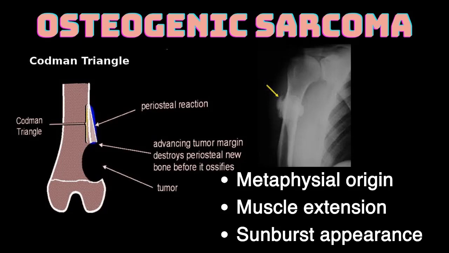Okay, let's look at this one. Notice that it develops in a metaphysis of bone. Notice that it has invaded up into the muscle, went through the periosteum. You can see a little bit of a lifting of the periosteum here. So on an x-ray, that would look like a triangle. Now this happens to be in the shoulder, this particular one, so there are always exceptions to the rule. And you can see these little spicules of bone there. That's called a sunburst appearance. So sunburst appearance, Codman triangle, knee area, adolescent: osteogenic sarcoma. Anybody remember the suppressor gene relationship? RB suppressor gene, chromosome? 13. Very good.